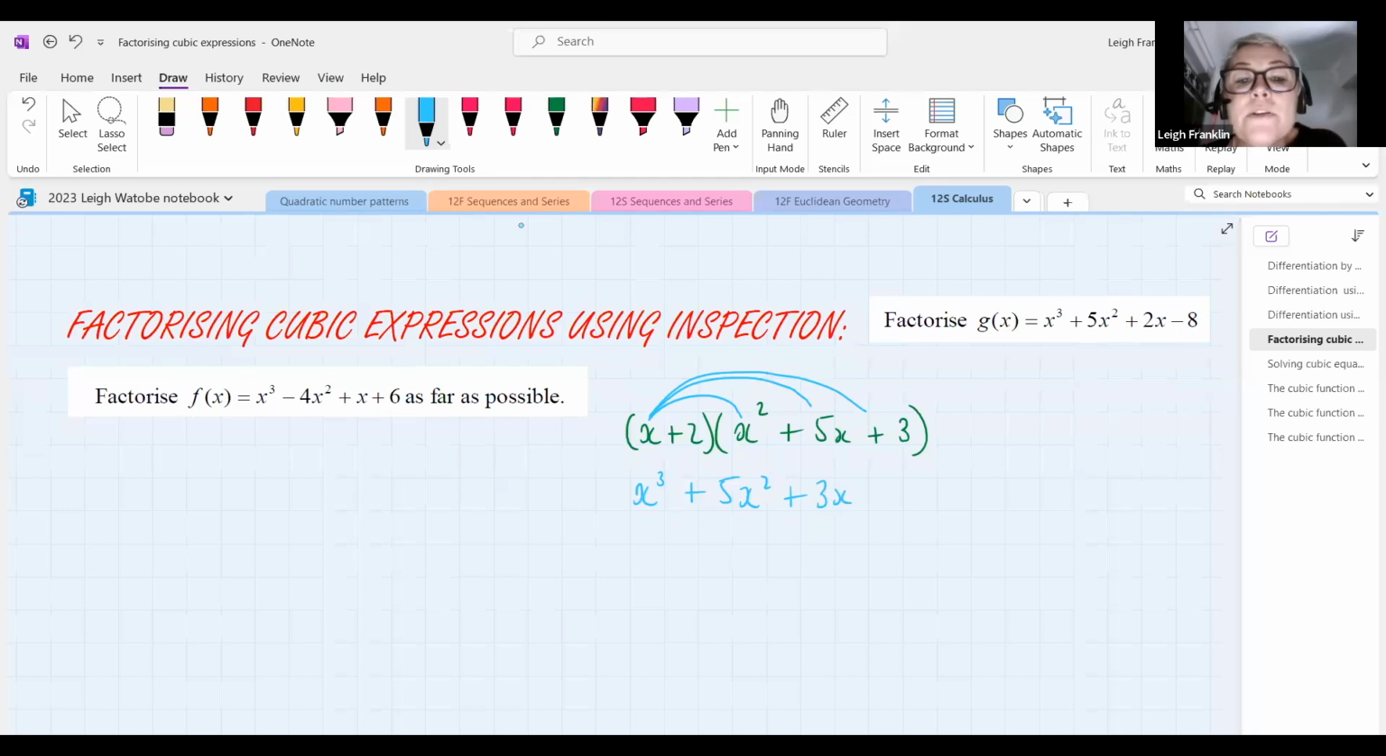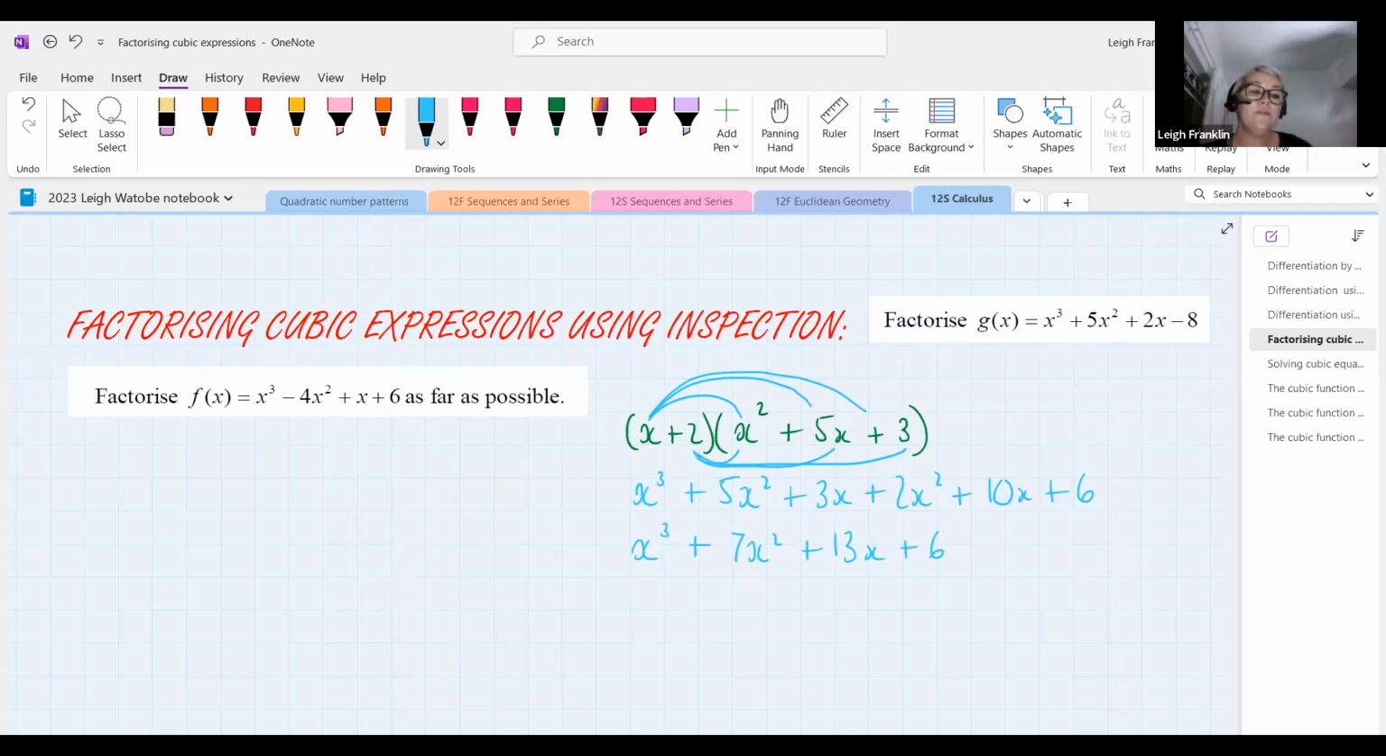Then you would multiply the 2 with the x squared, so that would give you 2x squared. Then you'd multiply the 2 with the 5x, and that would give you 10x. And then you'd multiply the 2 with the 3, and that would give you 6. So you'd end up with a cubic polynomial. In this case, x cubed plus 7x squared plus 13x plus 6.